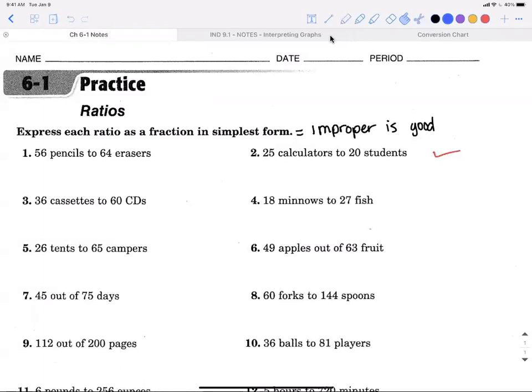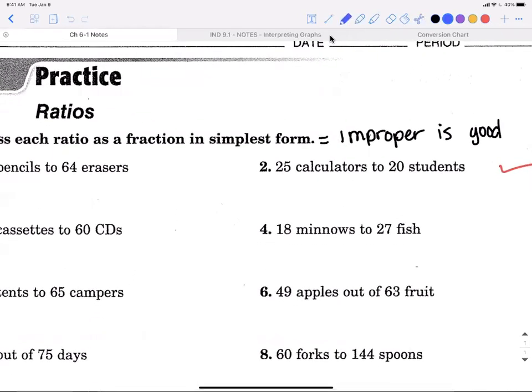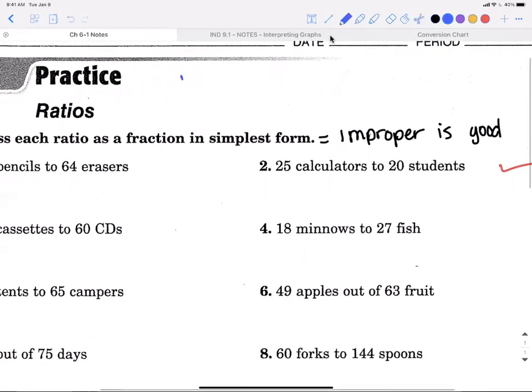Or I wrote improper is good because I wrote that first hour, and I was actually saying it's good to leave it as an improper. And here's why, okay? This is the example I used first hour. If I have, and of course Halloween must have been on my brain because I used M&Ms and Kit Kats, 10 M&Ms for every 3 Kit Kats, right? So that's M&Ms over Kit Kats.